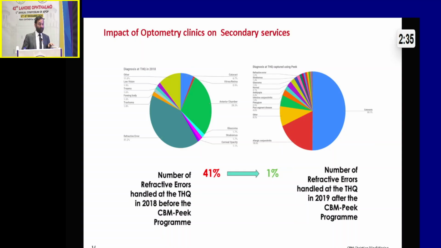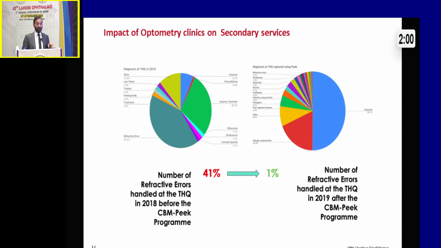When we started our program in 2018, we did a survey to see the available data at one of the secondary hospitals in district Chakwal, Talagang. Now Talagang is the same district, but at that time was the Tehsil. We saw that 41% of the refractive errors are catered by the ophthalmologist, because there's no optometrist, no technician, but he is the one who is doing surgery and also delivering refractive services.